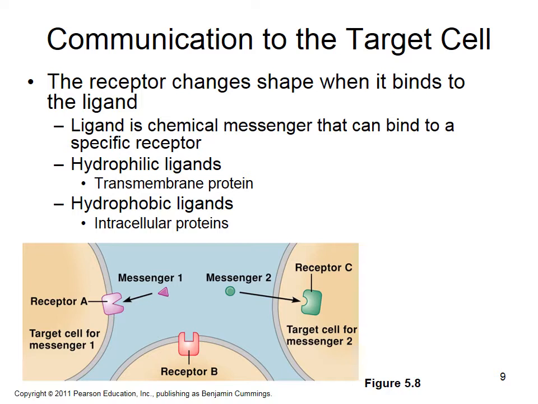Okay, the third step, communication to the target cell, is all about where the receptor is. Hydrophilic chemical messengers never enter their target cells. They bind to transmembrane receptors where the ligand binding portion of the receptor is extracellular. So receptor A and receptor B are for hydrophilic chemical messengers. Hydrophobic chemical messengers can cross plasma membranes, so their receptors are intracellular. Okay? A ligand is anything that binds to a receptor. So something could be called a hormone, a chemical messenger, and a ligand. Okay, so testosterone is both a hormone, a chemical messenger, and a ligand.